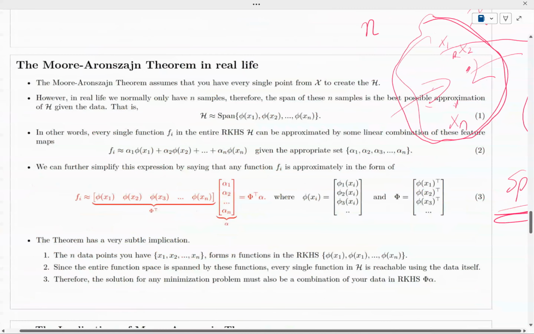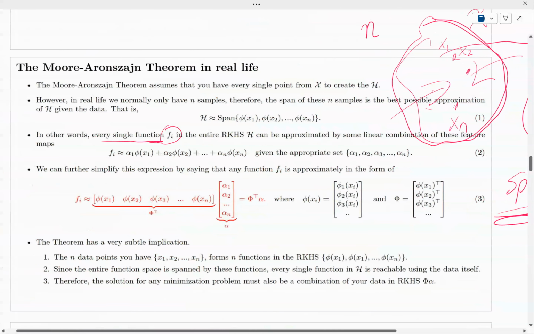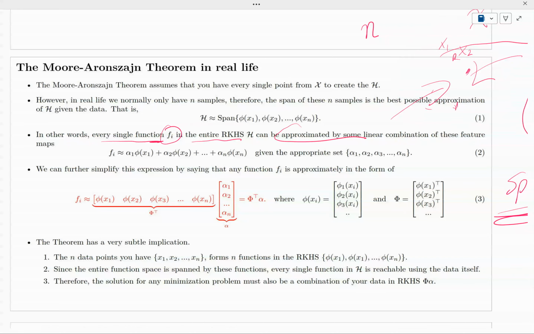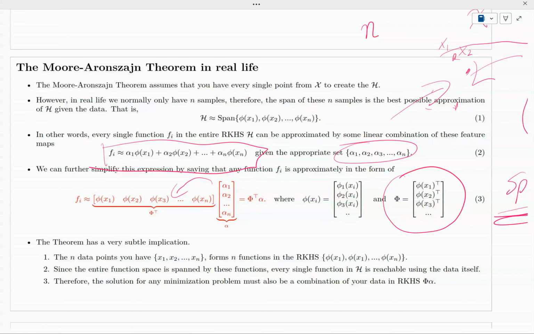Okay. So therefore, in other words, every single function in RKHS. Remember, every point in RKHS is a function. So every single function in the entire RKHS can be approximated by the linear combination of your points. So if you take all your points, 1 to n points, then some combination of them will reach every single function in this space, right? Given some appropriate set of coefficients, right? So we can simplify this expression by pulling out all the alpha. So it's alpha times this. And remember, the phi matrix that we always worked on looked like this. And therefore, this right here is just a phi transpose. And simplifying this further, every single function can be represented as phi transpose times alpha.